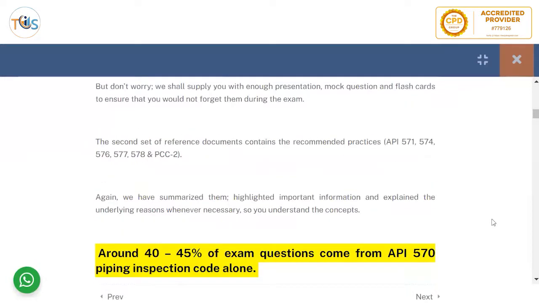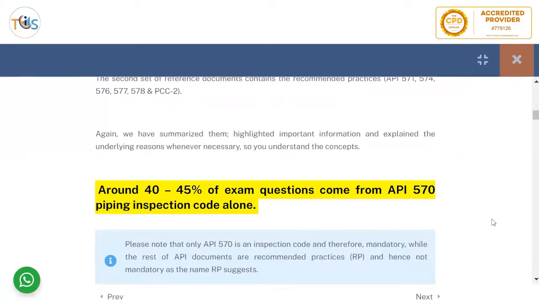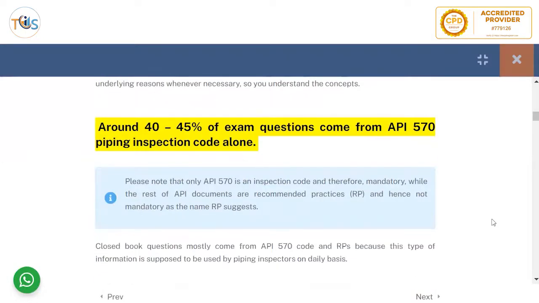The second set of reference documents contains the recommended practices, as we said. Again, we have summarized them, highlighted important information, and explained the underlying reasons whenever necessary, so you can understand the concepts. Overall, around 40 to 45% of exam questions come from the API 570 piping inspection code alone.